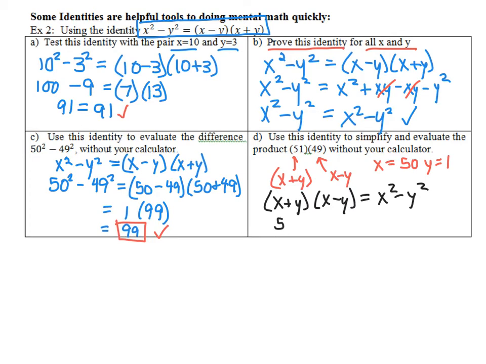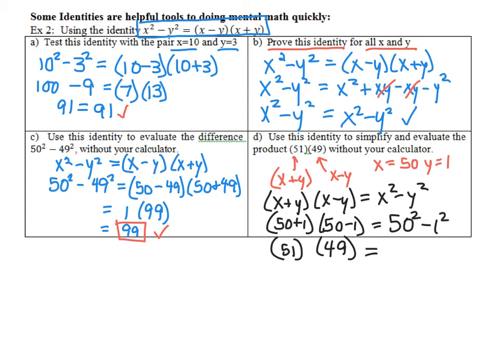So 50 plus 1 times 50 minus 1, which of course is 51 times 49, would have to equal 50 squared minus 1 squared. Now that's a calculation that we can handle in our head. 50 squared, 5 squared is 25, but then I'm going to add 2 zeros because of the 50 being squared, minus 1. So this calculation would just give me 2,499. Again, you can see that this calculation is very doable in our head when we've rewritten it using the identity.